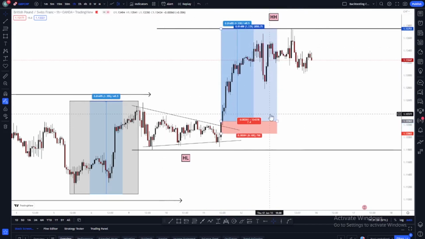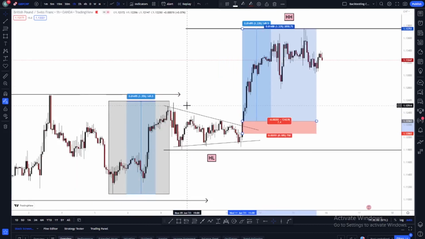As simple as that, which gave me a 1:7 risk to reward ratio. Risking 20 pips to make 150 pips. You get what I'm saying?